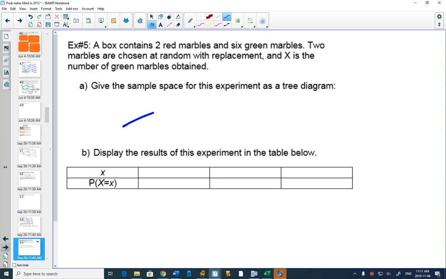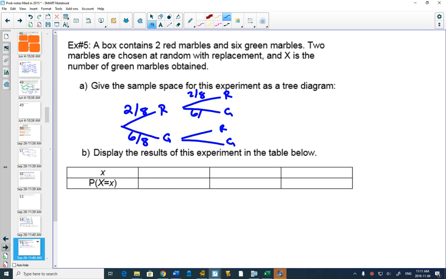You pull out a marble to begin with. What could happen? It could be red or green. What's the probability of red? Well, 2 out of 8, green, 6 out of 8. Then you do it again. Again, you could get red or green, red or green. 2 out of 8, 6 out of 8, 2 out of 8, 6 out of 8. Probabilities stay the same because we put the marble back in.